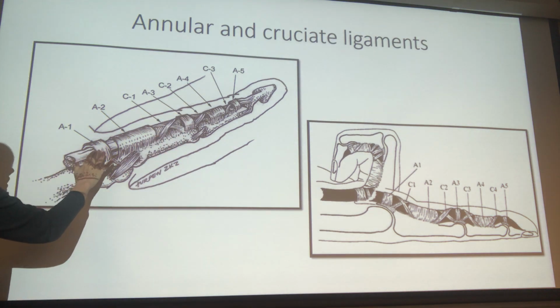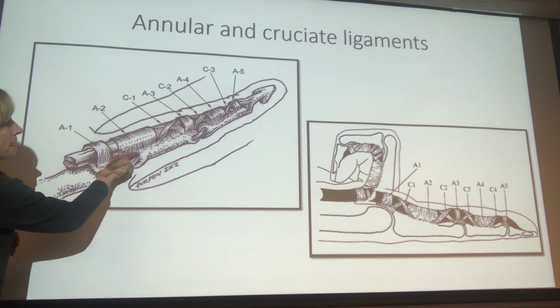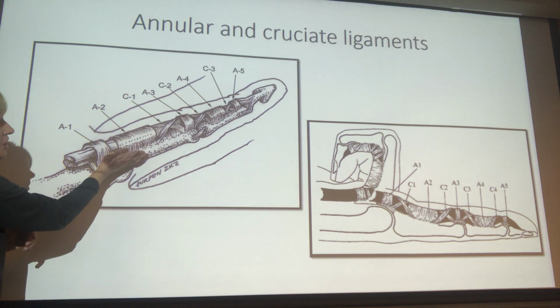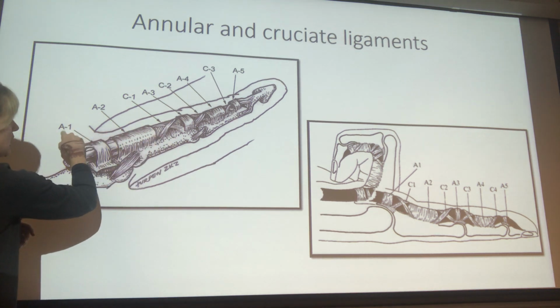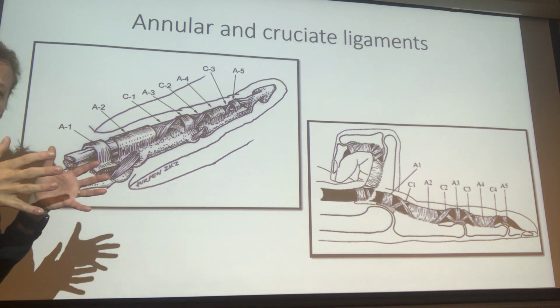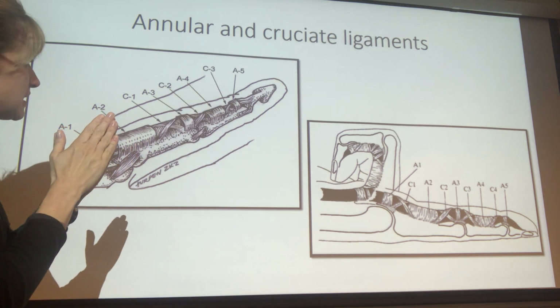So the annular ligaments look more simple, and the cruciates are more crossed. Those annular ligaments to me look more like a tunnel. The cruciates are more crossed. So you've got A1, A2, A3, and A4. These are really important. They help to hold that tendon really nice and snug against the bone.